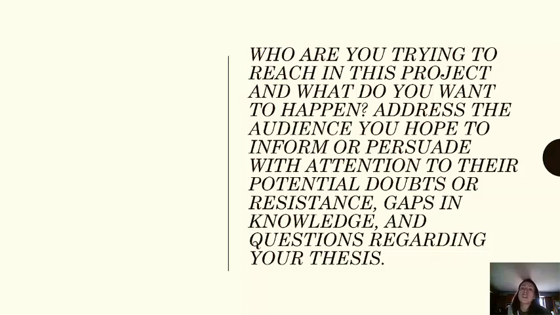So how can you address concerns that they might have, as well as things that you might be knowledgeable about now, but they might not be? How can you begin to inform them, persuade them, and ultimately get them to take action, if that's your goal, from this argument that you're making? So think about each paragraph as an opportunity to address your audience and begin to convince them of whatever it is that your thesis is trying to argue.